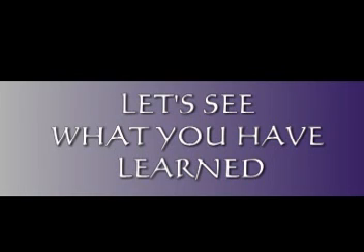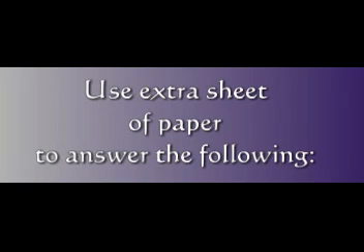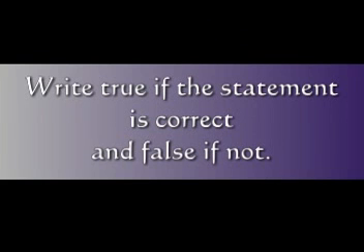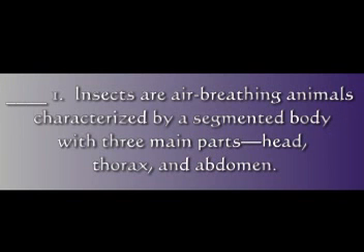Guys, let's see what you have learned. Ready? Here we go. Use an extra sheet of paper to answer the following. Write true if the statement is correct and false if not. Number 1. Insects are air-breathing animals characterized by a segmented body with 3 main parts: head, thorax, and abdomen.